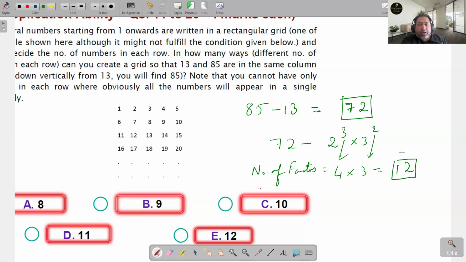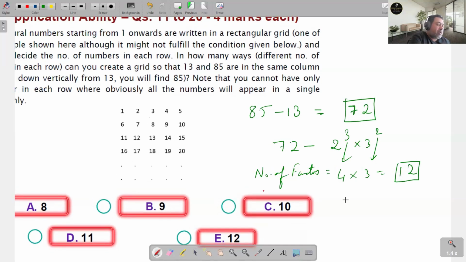Okay. So now what we are going to do is take all the factors except 1, because if we take 1 as a factor, which means n is equal to 1, which means that only one number is there, which is not allowed in this question. If you write 1, 2, 3, 4 like this, we are taking only single numbers in each row. Therefore, obviously 13 and 85 will fall in the same column.